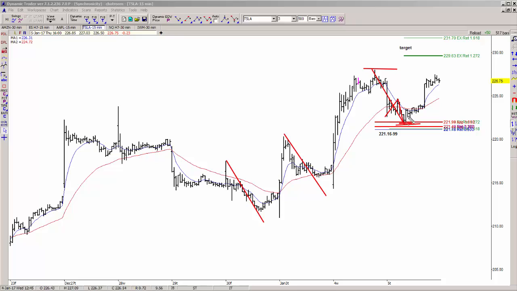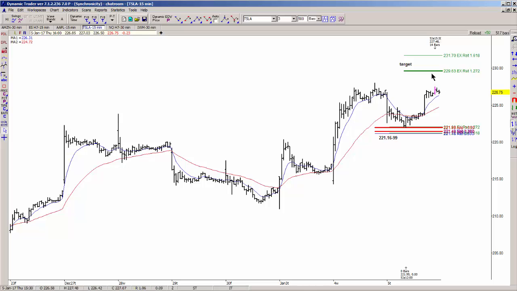We ended up seeing buy triggers, and I did do a free video today on an example of a 3-minute buy trigger against this particular zone. And so far, we've seen a nice rally off of this area. Okay, we know that the potential target number 1 for a move comes in at 229.63, and my potential target 2 comes in at 231.70.